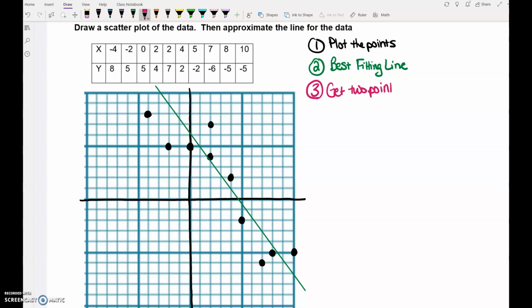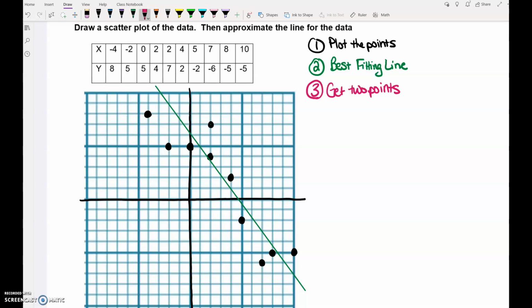It is very important that you pick points that are actually on your line. So take a look at this point right here. I'm going to highlight it in blue. Is the line going through that point? No, it's just kind of nicking the side of it. So you would not want to pick that data value because that point is not on the line.